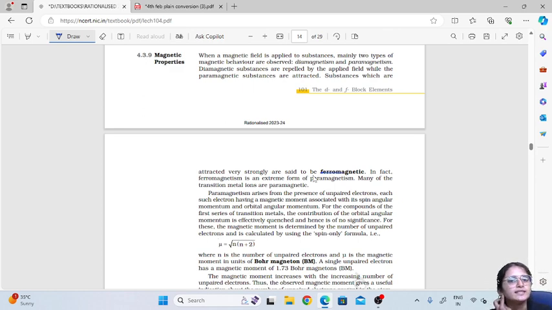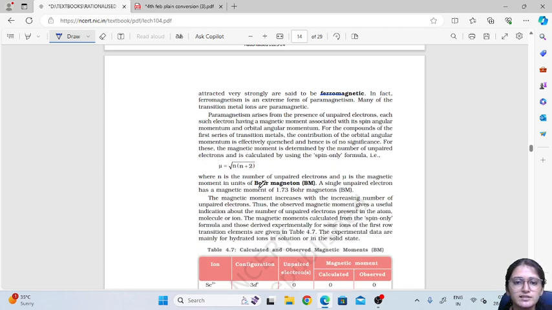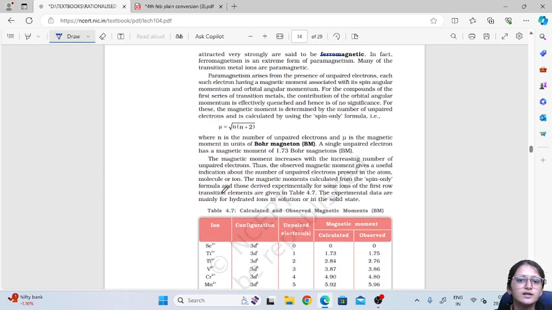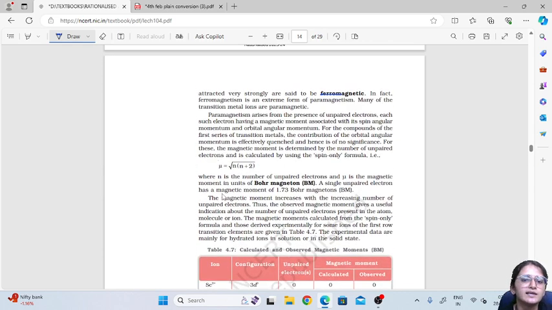Now see, in this chapter we are going to learn about only two magnetic characters, that is paramagnetism and diamagnetism. Paramagnetism arises when we have unpaired electrons. So paramagnetism arises from the presence of unpaired electrons, each such electron having a magnetic moment associated with its spin angular momentum. So we will see how to find the magnetic moment. Magnetic moment is given by this formula, mu is equal to root of n into n plus 2.